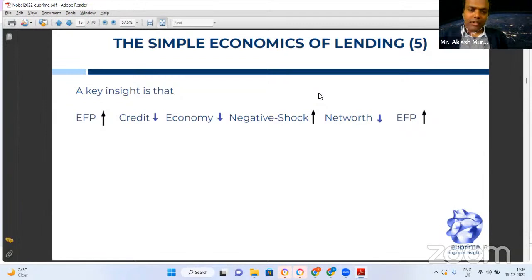This decreases the net worth of companies. So just as a thumb rule, every, let's say, 100 basis point increase in interest rate, the net worth of companies decreases by 10%. So it's like a thumb rule.